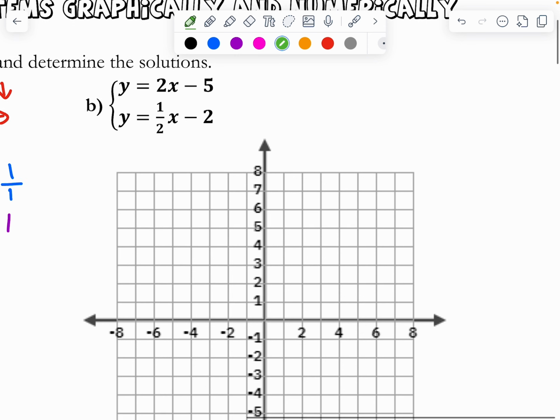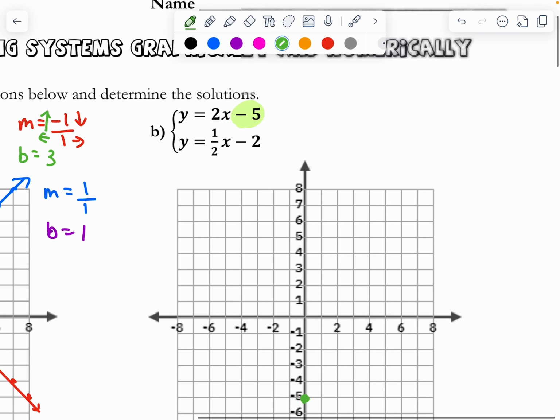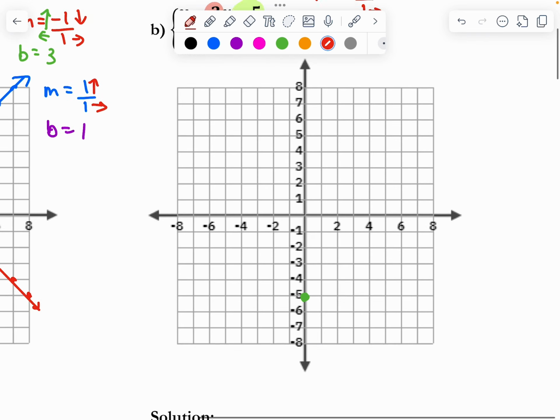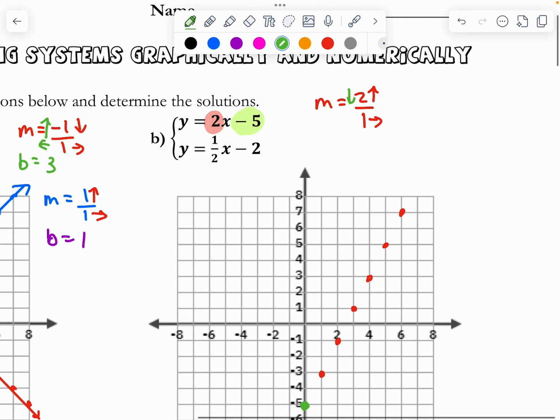So my first equation here, my b is going to be -5, and my slope is 2 over 1. It is the one I suggest for sure writing. Positive means up and to the right. Over here, I should have written up and to the right. So let's go ahead and do some points. Up and to the right 1, up and to the right 1, up and to the right 1, and I'm just going to keep going. If I want to go the opposite direction, we could go down and left.